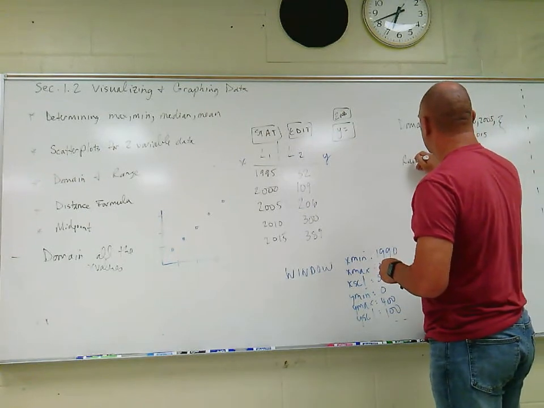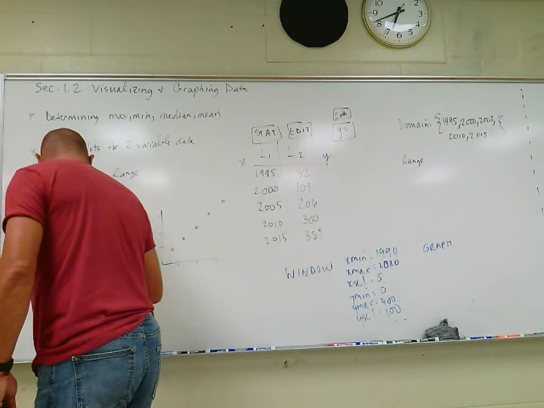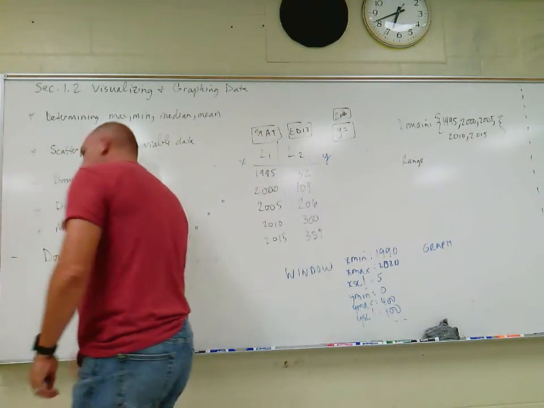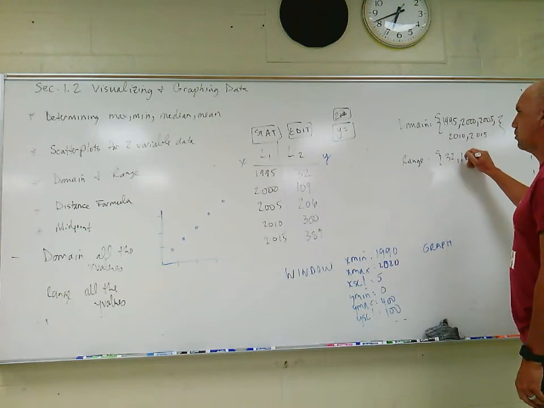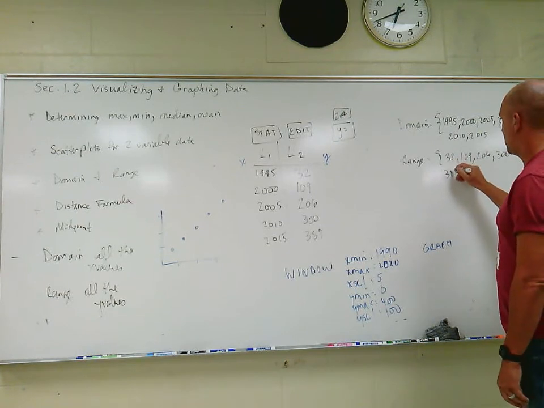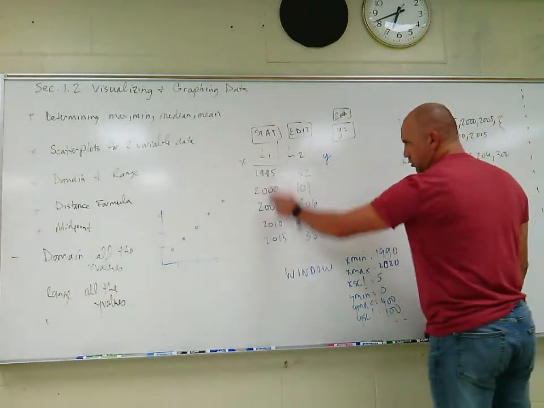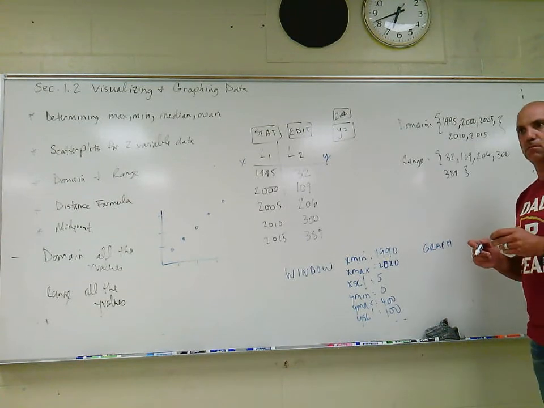And your range is all the Y's, all the outputs. So you would just list your range: 32, 109, 206, 300, 389. Okay. So we can do a scatter plot on here, and we can also list these out. You basically just put in each of those lists there. Everybody good with that? Any questions?